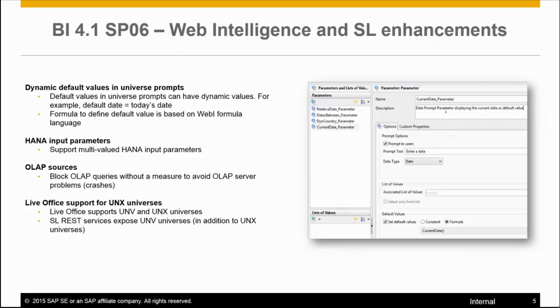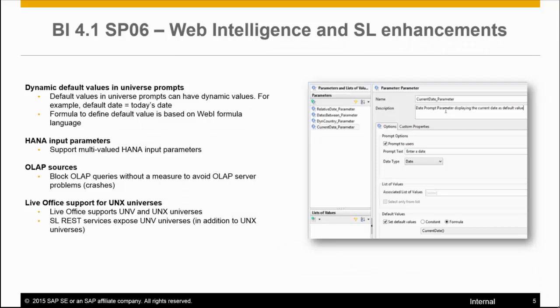And a couple other enhancements was the ability to support multiple HANA input parameters. So if you're looking to build a universe off of a HANA analytical view or a calculation view, and you have an input parameter in those views that's accepting multiple values, we are able to support that now. One of the features that's been asked by a lot of our customers was Live Office support for UNX universes. You'd be happy to know that we actually support both UNV and UNX universes through Live Office now in BI 4.1 SP6.